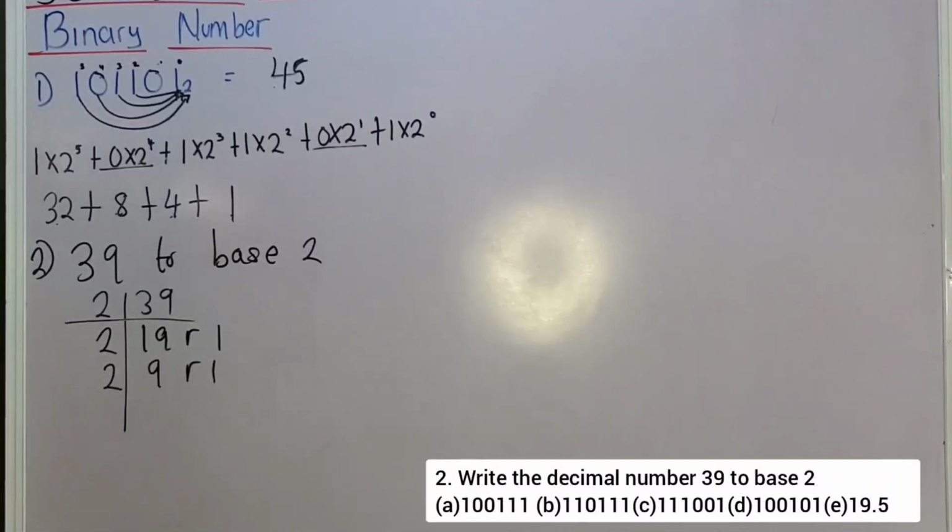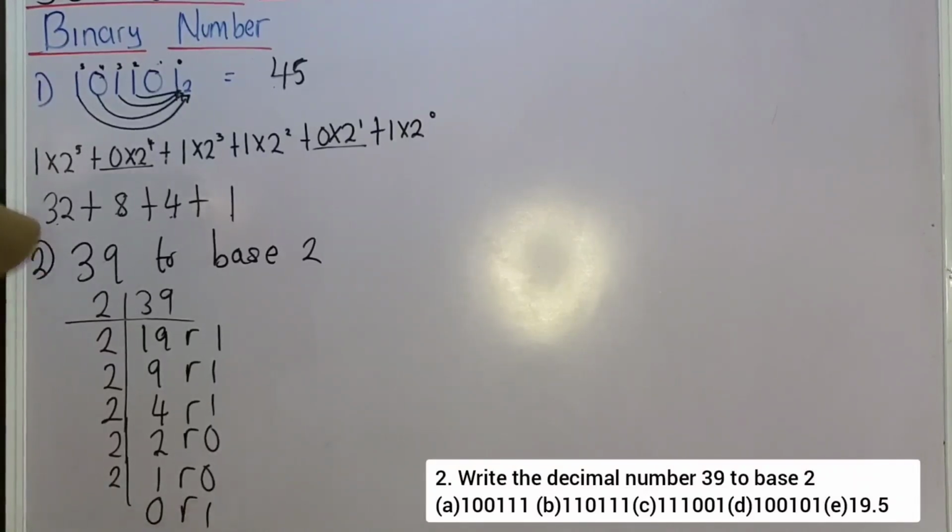9 divided by 2 will give us 4 remainder 1. 4 divided by 2 will give us 2 remainder 0. 2 divided by 2 will give us 1 remainder 0. Now, 1 divided by 2, just put 0, remainder 1. So you count from beneath.